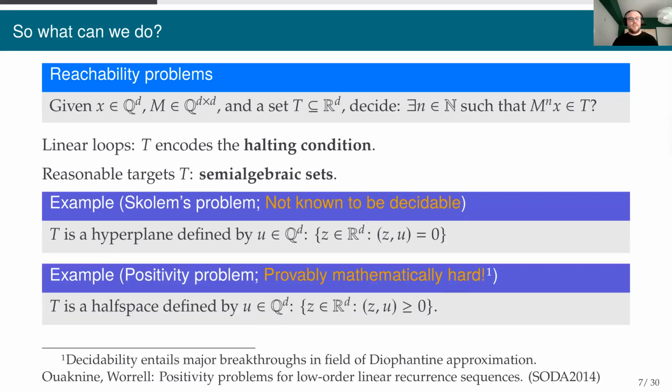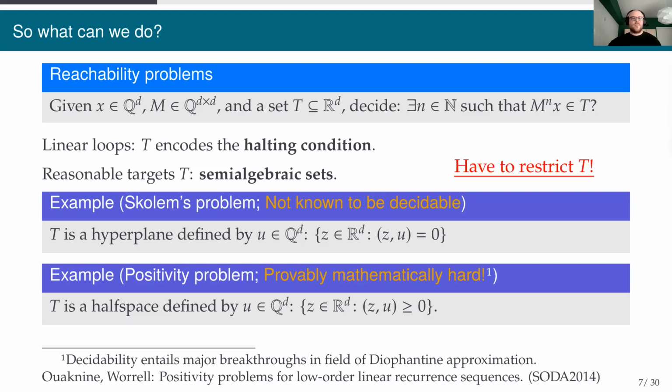Similarly, you can have the positivity problem. Again, it's whether you reach a half space defined by a particular vector. And you can state this as a positivity problem, which is a provably mathematically hard problem. What do I mean by that? It means that if you can decide the positivity problem, this would entail major breakthroughs in the field of Diophantine approximation, an old field in number theory. Well, it's not expected to be an easy problem.